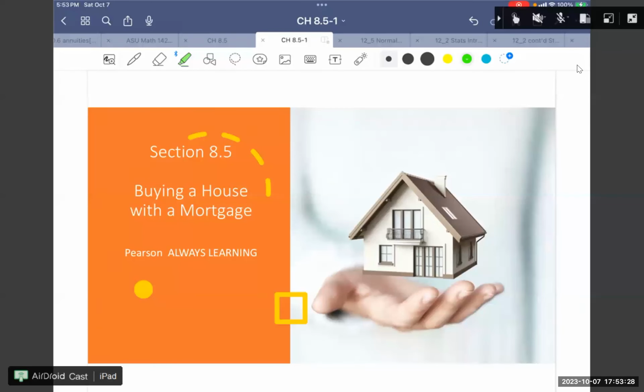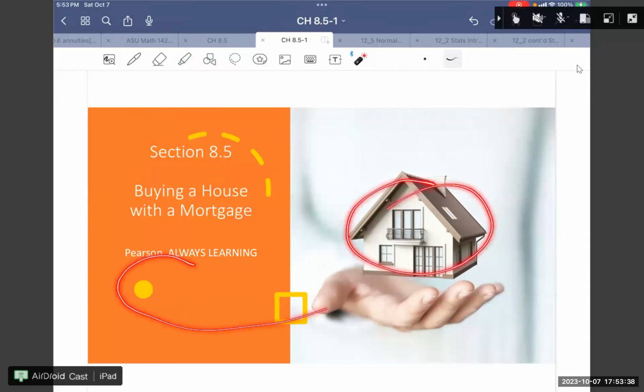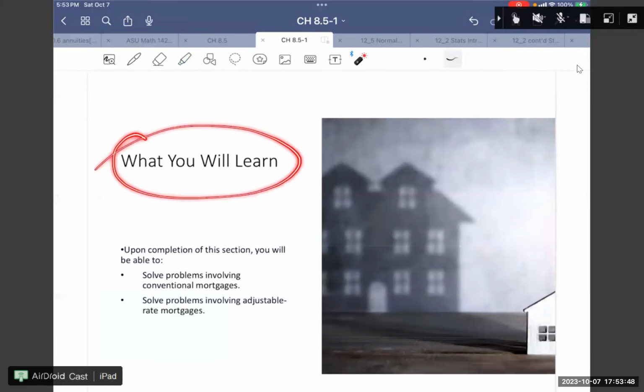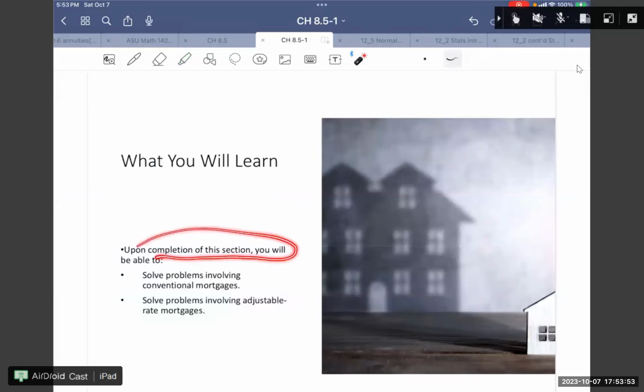Hi everyone. Today we do Section 8.5, buying a house with a mortgage. In this one you will learn how to manage your money when you buy a house. Upon completing this section, you will be able to solve problems involving conventional mortgages and adjustable-rate mortgages.